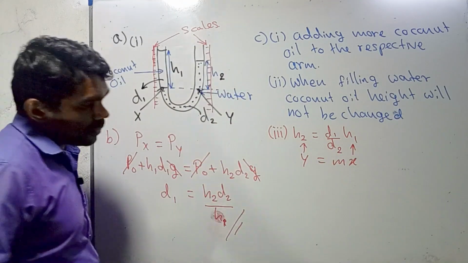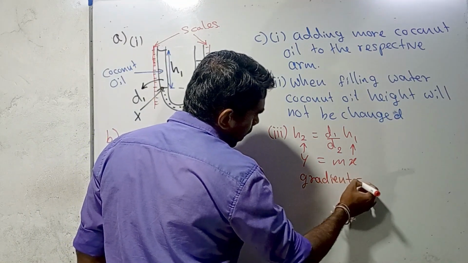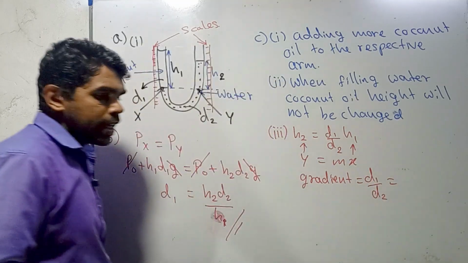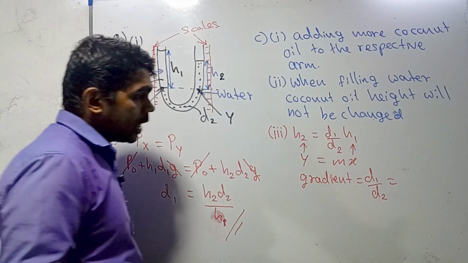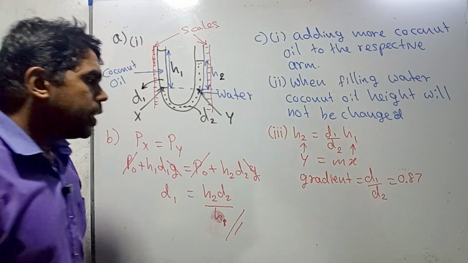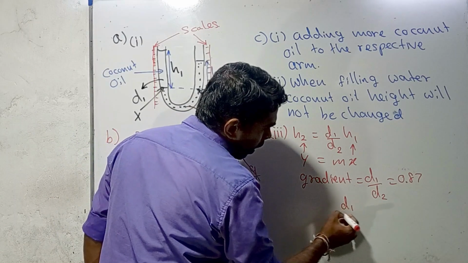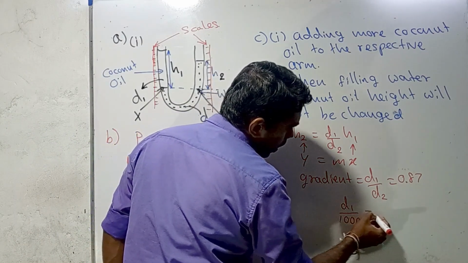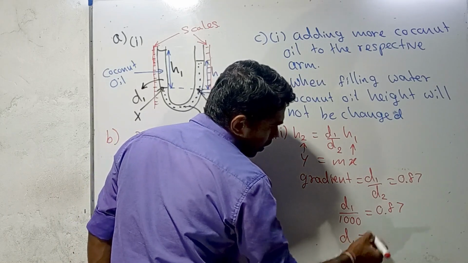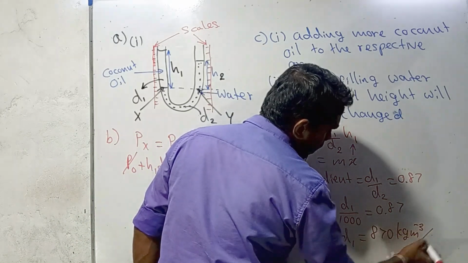It is in the form y equals mx. Then the gradient of the graph should be equal to D1 divided by D2. They have given the gradient as 0.87. Then we can substitute the density of water as 1000, which they have given. Then D1 divided by 1000 equals 0.87. We make D1 the subject. Then we can find 870 kilogram per cubic meter.